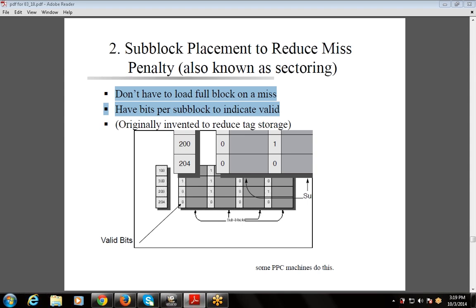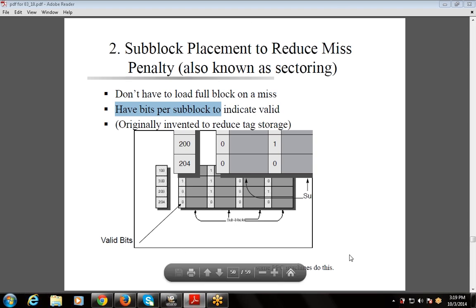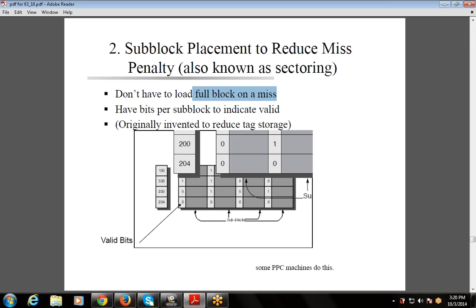Don't have to load the full block on a miss. Have valid bits per subblock. This is the diagrammatic representation, where a valid bit is used before the tag bits. Don't have to load the full block on a miss; have bits per subblock to indicate validity. It was originally invented to reduce the tag storage. This diagram shows how subblock replacement is used to reduce the miss penalty.